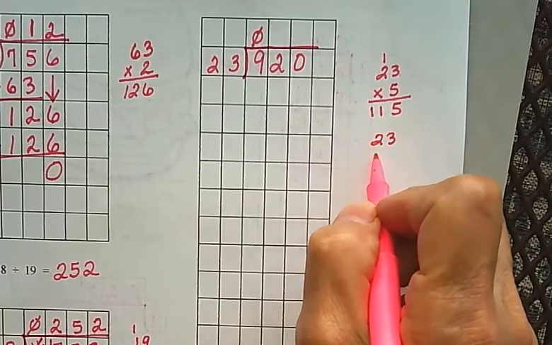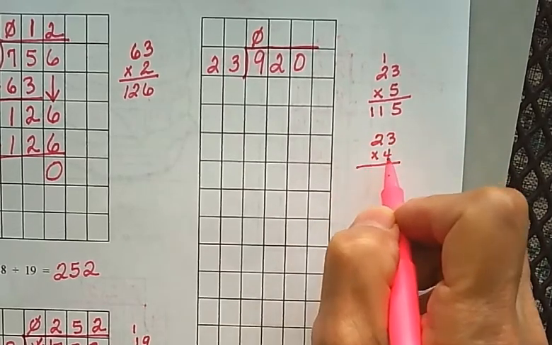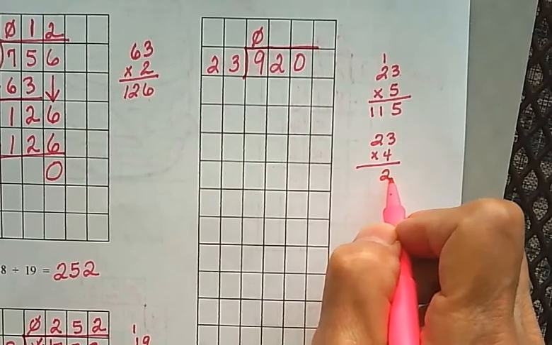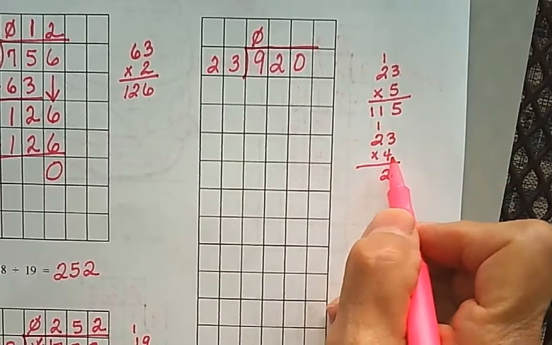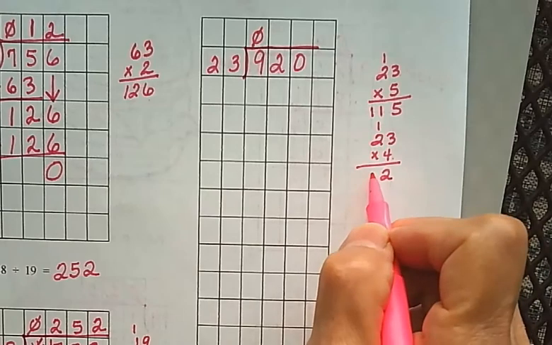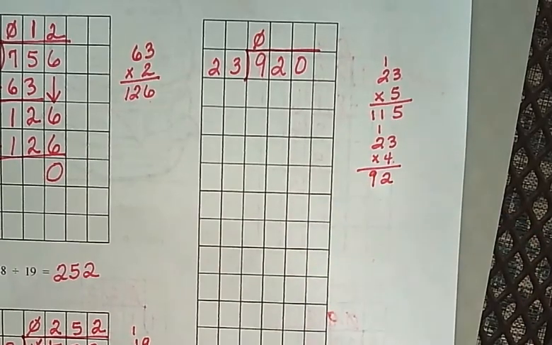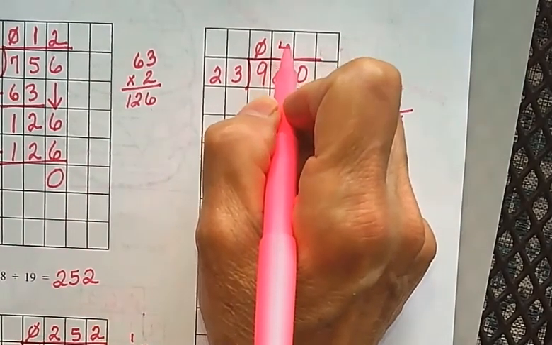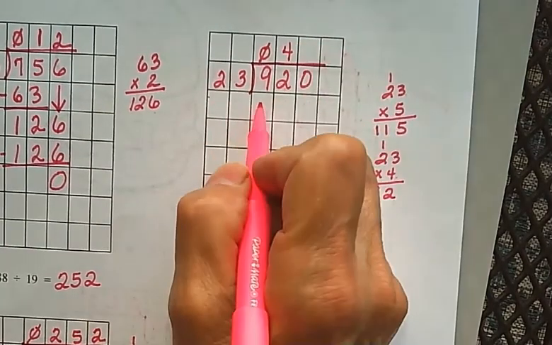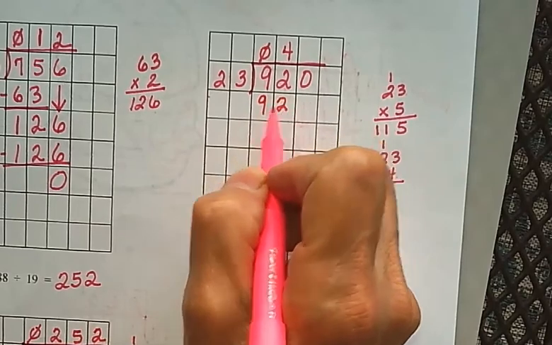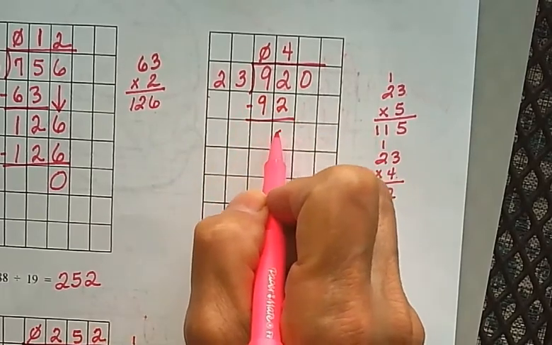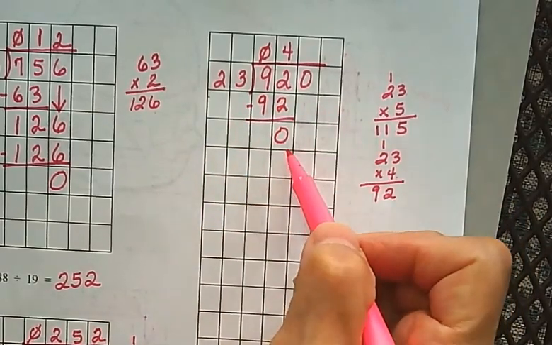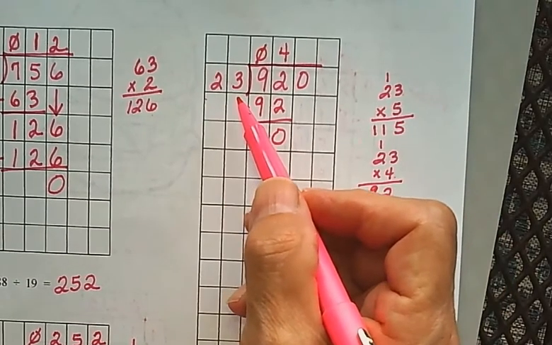So 23 times 4. 4 times 3 is 12. Put my 2 down, carry my 1. 4 times 2 is 8, plus 1 is 9, 92. That comes out exactly 92, so that's very nice for us. We put our 4 up here. 4 times 23 is 92. We subtract, we get 0. Now, that's good because 0 is less than 23, so we know we're good there.